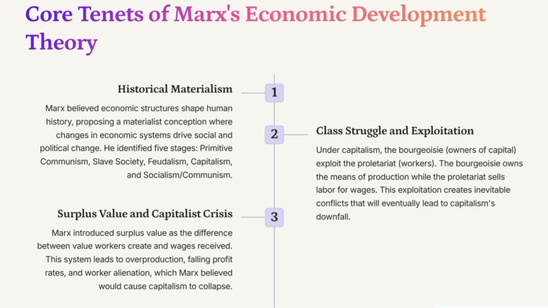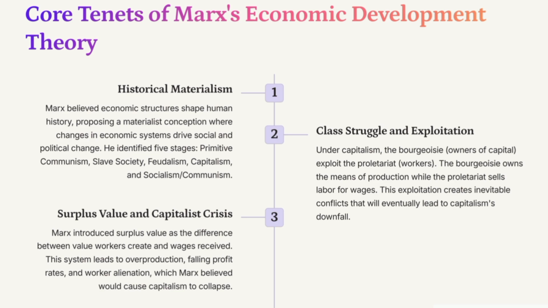1. Historical materialism. Marx believed economic structures shape human history, proposing a materialist conception where changes in economic systems drive social and political change. He identified 5 stages: primitive communism, slave society, feudalism, capitalism, and socialism. Communism.